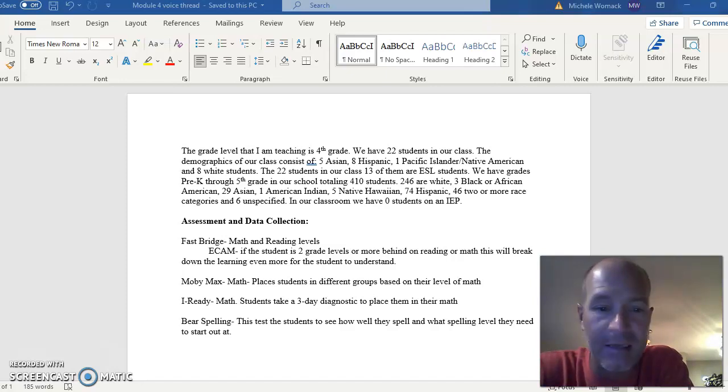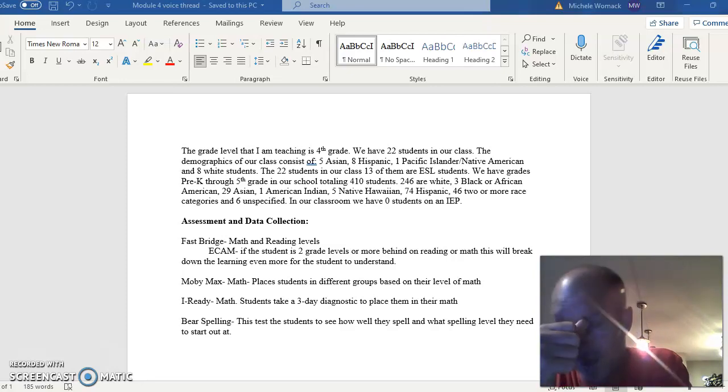And then Bear Spelling. This tests the students to see how well they spell and what spelling level they need to start out at. We have about 8 kids in our class who are at level or a little bit higher. Everybody else, we have some that are at 3rd grade level, just a few at the 2nd grade level, and we have one that's at a 1st grade level spelling wise, and he's in the 4th grade. So this is just a few of the testing that we do in the classroom that I'm in.